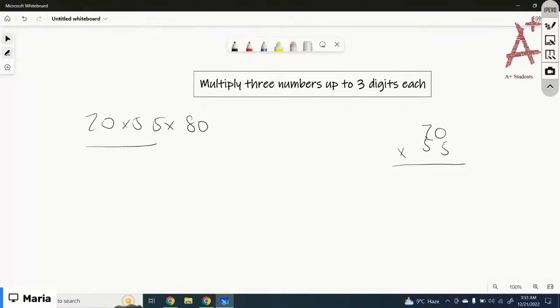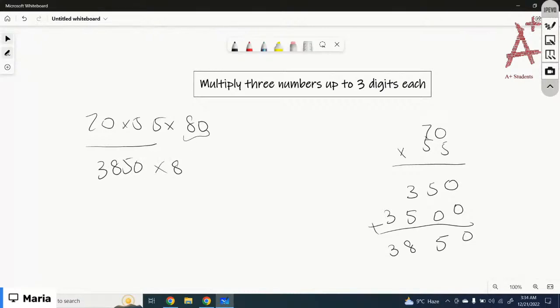5 times 0 is 0. 5 times 7 is 35. Now we're going to multiply the tens digit. So we have to add 0 right below the ones. 5 times 0 is 0 and 5 times 7 is 35. Just add up all the numbers. 0 plus 0 is 0. 5 plus 0 is 5. 5 plus 3 is 8 and here we have 3. That means the product of 70 times 55 is 3850.